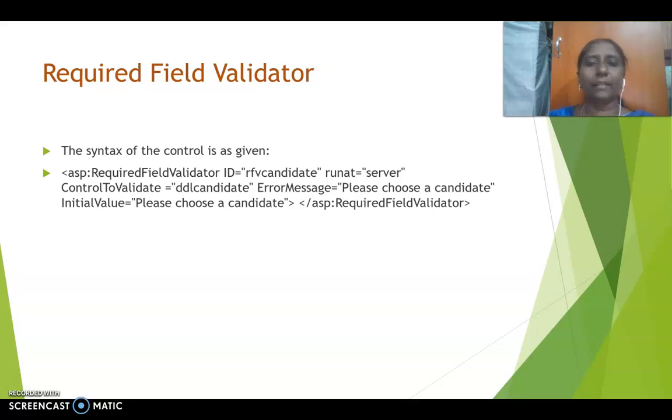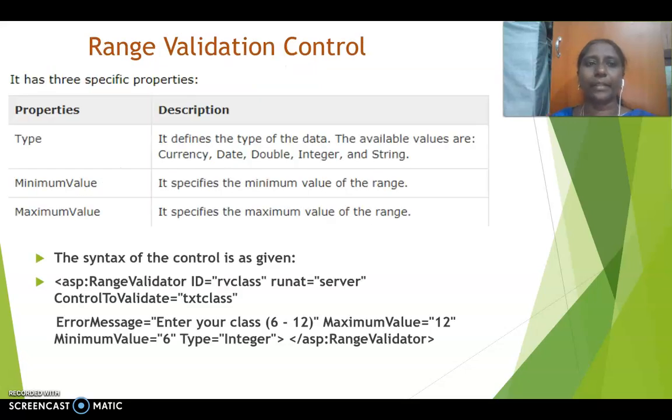Required field validator is used whenever a control should be filled with some data and should not be empty. In that case, we can use required field validator. Here, we will be assigning two properties. One is the control to validate, which is nothing but the text box or the label box, etc. Any control you can give. And the next one is the error message. Error message is nothing but the message which you will be displaying in case that control is empty.